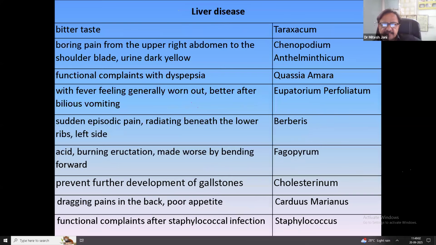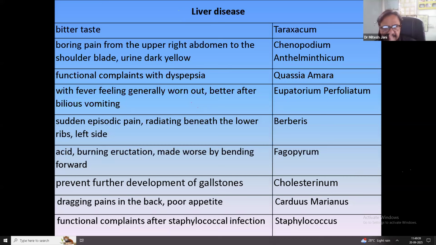And for the bitter taste, Taraxacum. For boring pain from the upper right abdomen to the shoulder blade with dark yellow urine, Chelidonium is there. For functional complaint with dyspepsia, Ossia is there. With fever, feeling generally worn out, better after bilious vomiting, Eupatorium is there. Sudden episodic pain radiating beneath the lower ribs on the left side, that is Berberis.